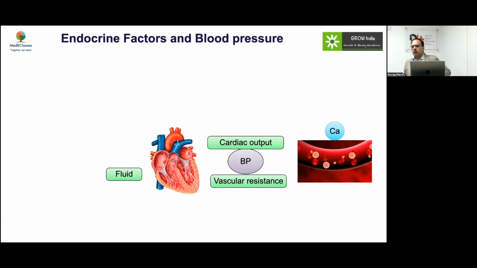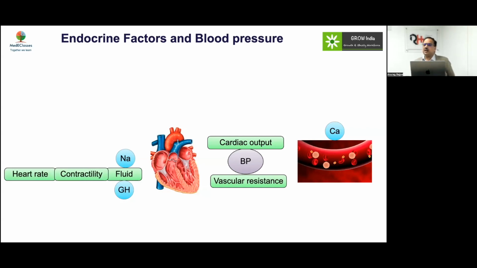We know that fluid is largely regulated by multiple endocrine systems, and important factors, of course, are sodium and growth hormone. Both play an important role in fluid regulation per se. Then cardiac contractility and heart rate are determined largely via thyroid function. So there are multiple endocrine organs beyond the adrenals which are also involved in the whole perspective.